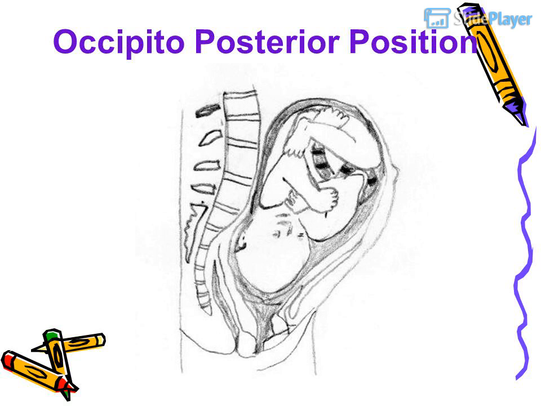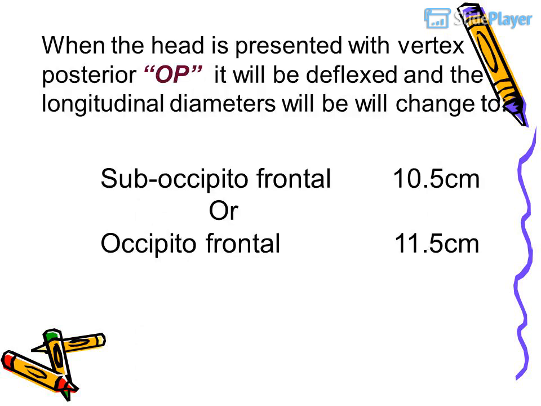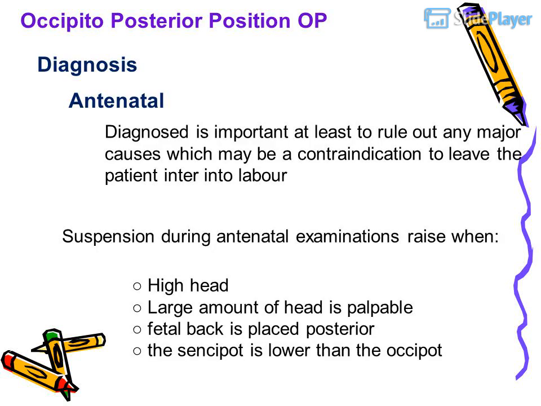Occipito-posterior position. When the head is presented with vertex posterior, OP, it will be deflexed and the longitudinal diameters will change to suboccipitofrontal 10.5 cm or occipitofrontal 11.5 cm.